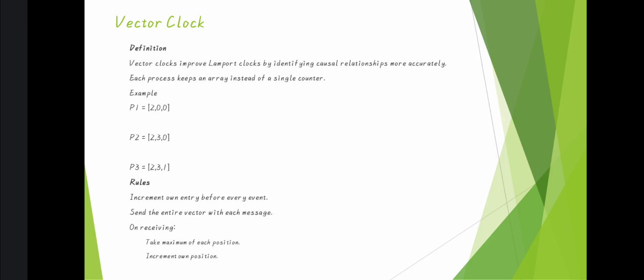Rules: increment one entry before every event. Send the sender's vector with each message. On receiving, take the maximum of each position, then increment one position. In a vector clock, the rules are the same: increment one entry before every event, send the vector with each message, and on receiving, take the maximum of each position and increment one position.